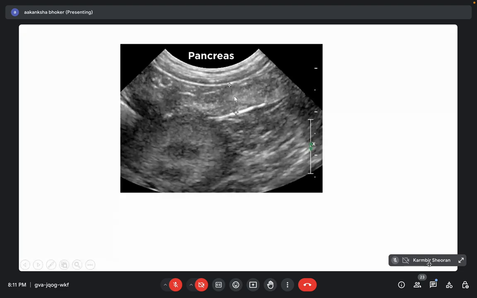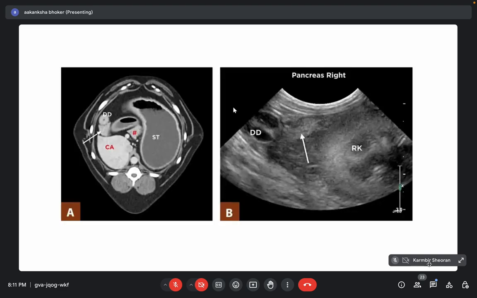The thickness, the width of the pancreas, for dogs should be in the range of 6 to 10 mm. And if the thickness goes beyond 1 centimeter, then we can expect that some pancreatitis changes are going on.